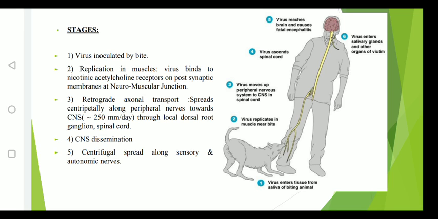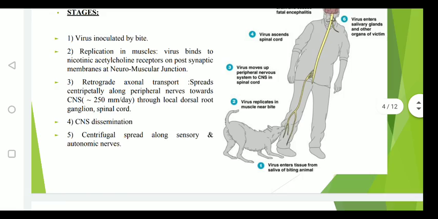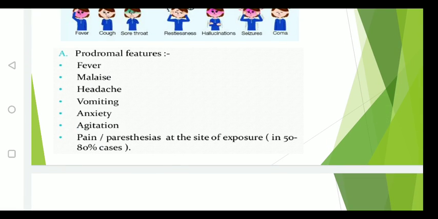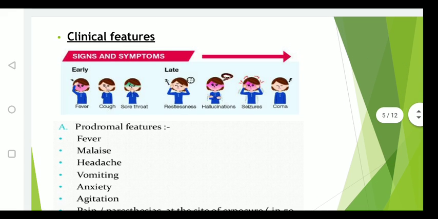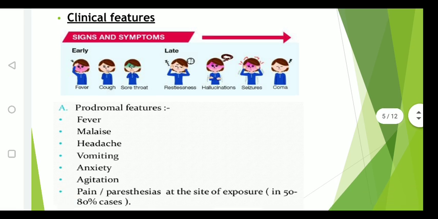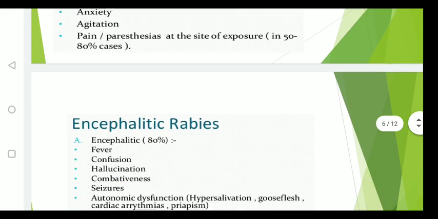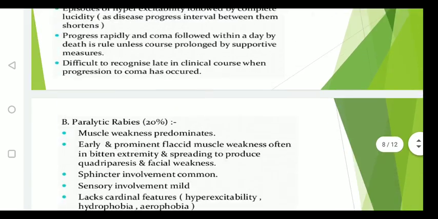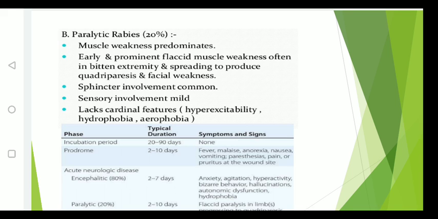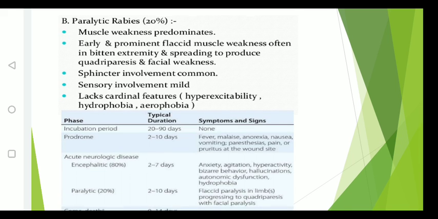Once it reaches the central nervous system, it starts the infection, causing the encephalitis condition, so we call it encephalitic rabies. Once the infection spreads more, it can lead to more problems, such as cardiac, cardiorespiratory and multiple major organ failures. Sometimes it leads to paralytic rabies also. In the clinical features, early signs are fever, cough and sore throat, and later restlessness, hallucination, seizure and coma. So there are many prodromal features. Encephalitic rabies accounts for 80% of cases, and paralytic rabies for 20%.